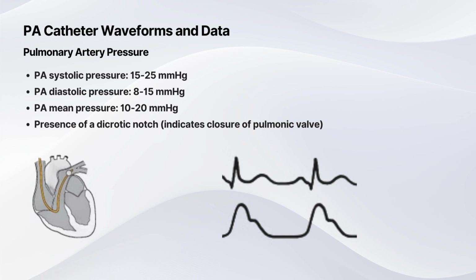The pulmonary artery pressure, or PA pressure. The PA pressure wave is a tall wave with a dicrotic notch. Presence of the dicrotic notch indicates closure of the pulmonic valve. PA pressure is composed of the PA systolic, PA diastolic, and PA mean pressures. PA systolic pressure is 15 to 25 millimeters of mercury. PA diastolic pressure is 8 to 15 millimeters of mercury. And the PA mean is 10 to 20 millimeters of mercury.